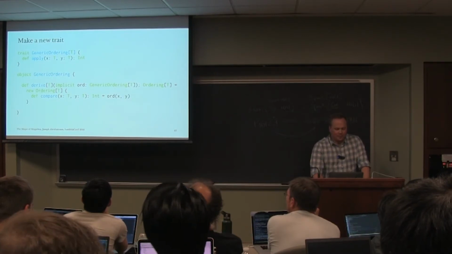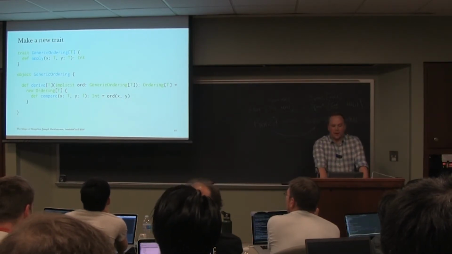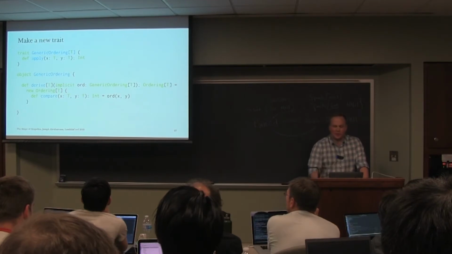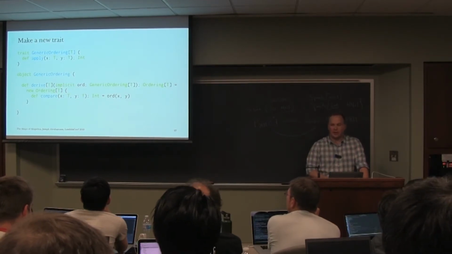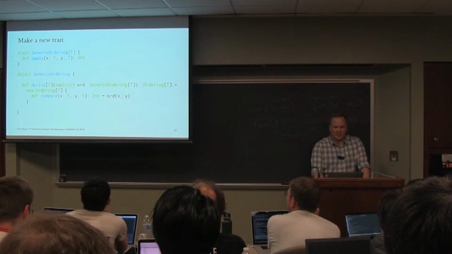So the last thing we need to do is define the implicit cases, which give the functionality to our trait, the type level functionality to our trait. So let's think about what we need for that.